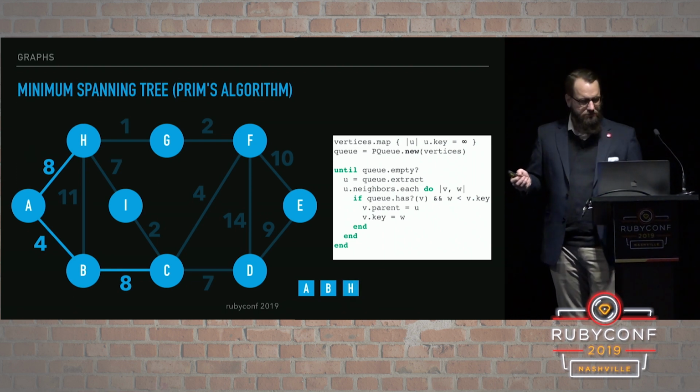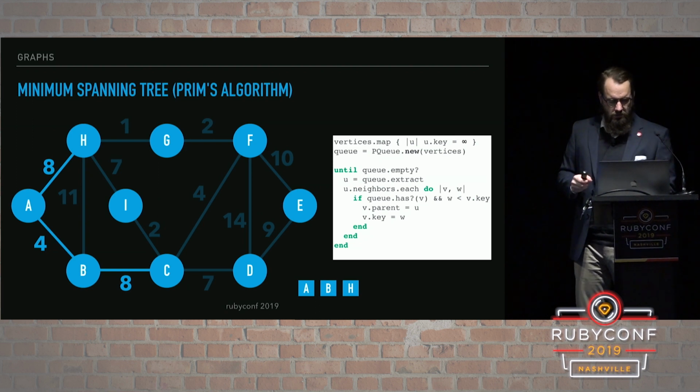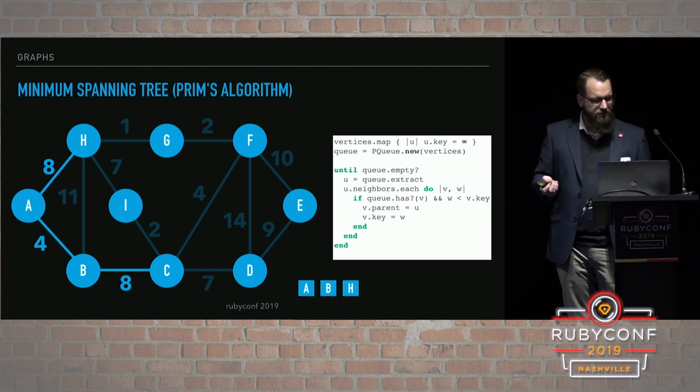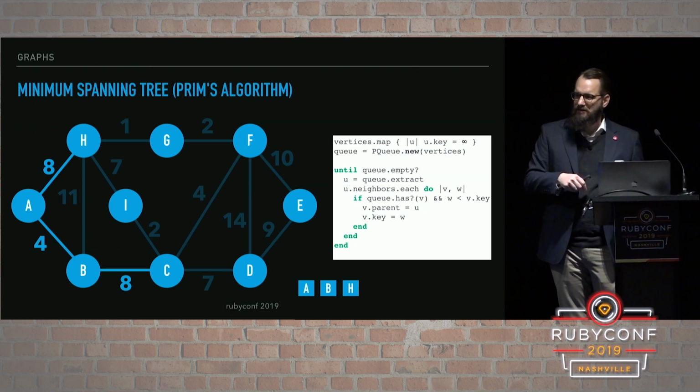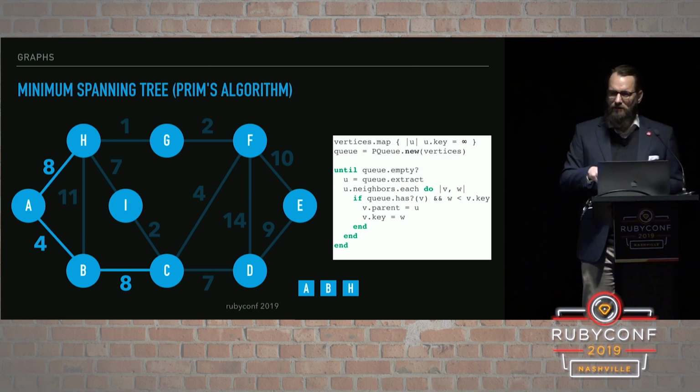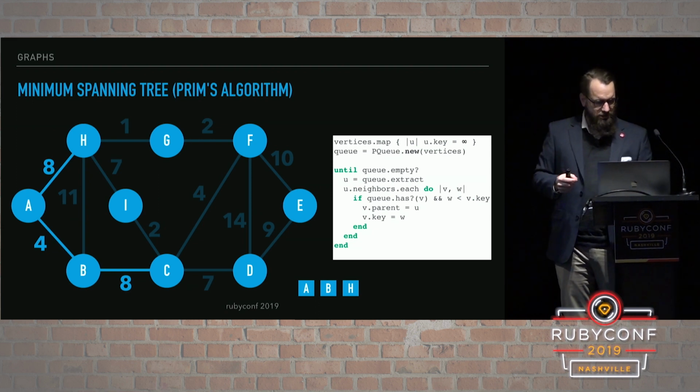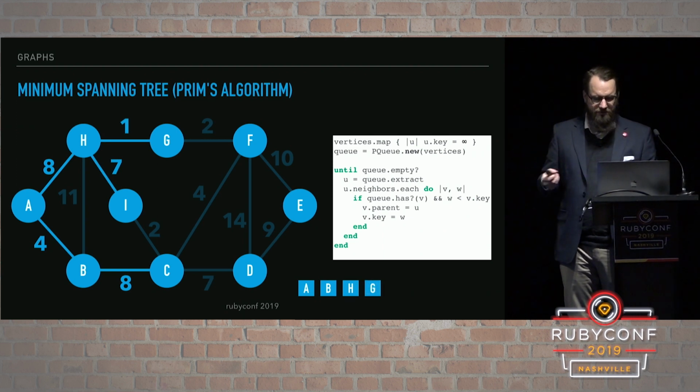Next, we're going to go to H, because that was inserted earlier. We're not going to add the line down to B again, because B is already connected, and B is already connected at a value of 4, so we don't want to add the 11. But we are going to add G and I, because they're not part of the tree yet. Moving forward, we're going to do G. G is only connected to F, so we'll add that.